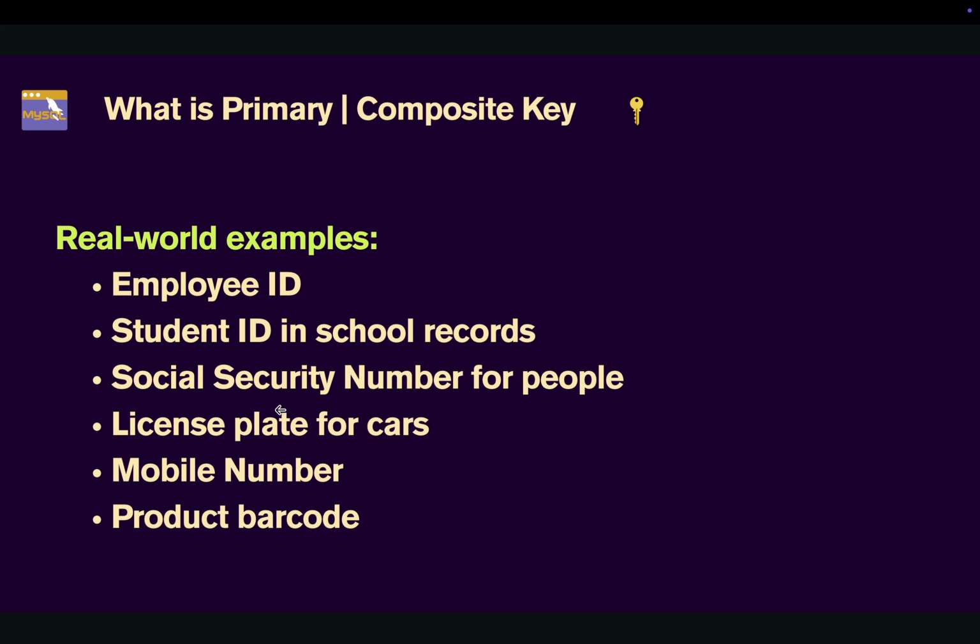Here are some examples to understand the primary key. Employee ID should be unique. Student ID is also unique. Similarly, social security number, PAN number, license plate for cars, mobile number, and product barcode. These are examples of columns you can define as a primary key if needed. Now let's understand how we can create, drop, and alter the primary key.